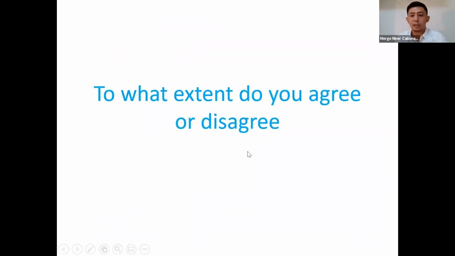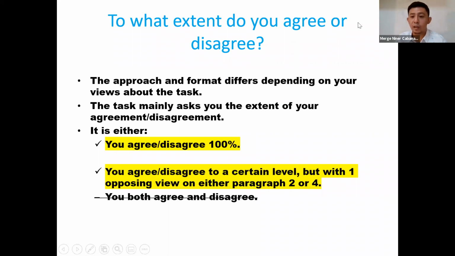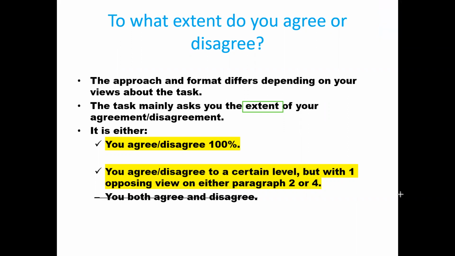So, to what extent do you agree or disagree? Okay. The approach and format differ depending on your views about the task. The task mainly asks you the extent of your agreement and disagreement. So when you say extent, let me ask you a question. Jao, are you there? Are you still there, Jao? Yes, sir. All right. Jao, you attended my grammar lectures, right? You already attended all of them, if I am not mistaken. Yes, sir. Okay. Which part of speech answers the extent of your agreement or disagreement? Adjective, sir, and adverb. Exactly. Actually, it is not adjective, but adverb. Adverb answers the extent of your agreement or disagreement.